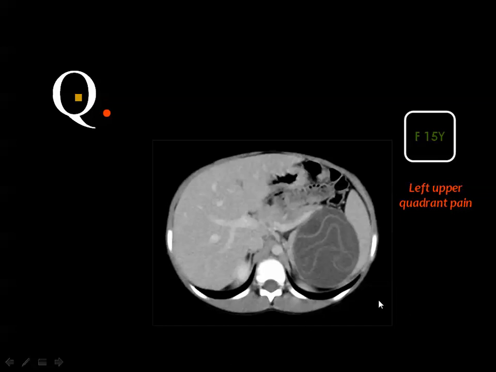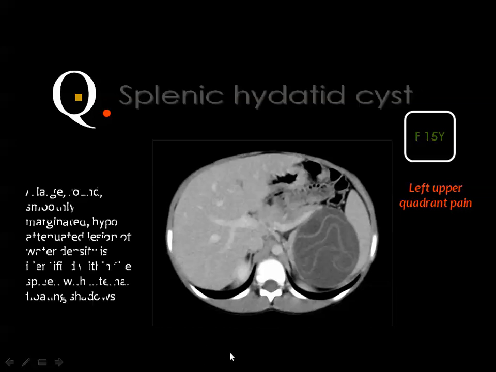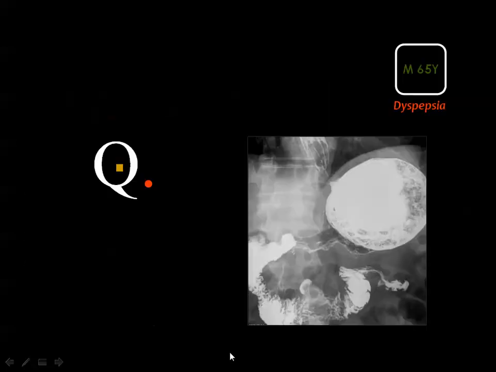Okay, and this is hydatid cyst showing the classic appearance in the spleen. Cystic lesion with multiple internal floating shadows. Diagnostic of hydatid cyst. This is one of the typical and classic appearances of hydatid anywhere in the body.